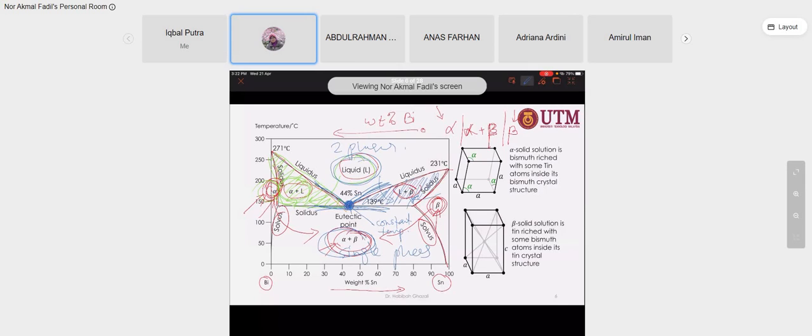In this example, liquid transforms into alpha plus beta. We call it eutectic. If you cool it down, you will get liquid transforming into two solid phases. If you heat your alloy up, it will transform into liquid phase at one temperature, a constant temperature.